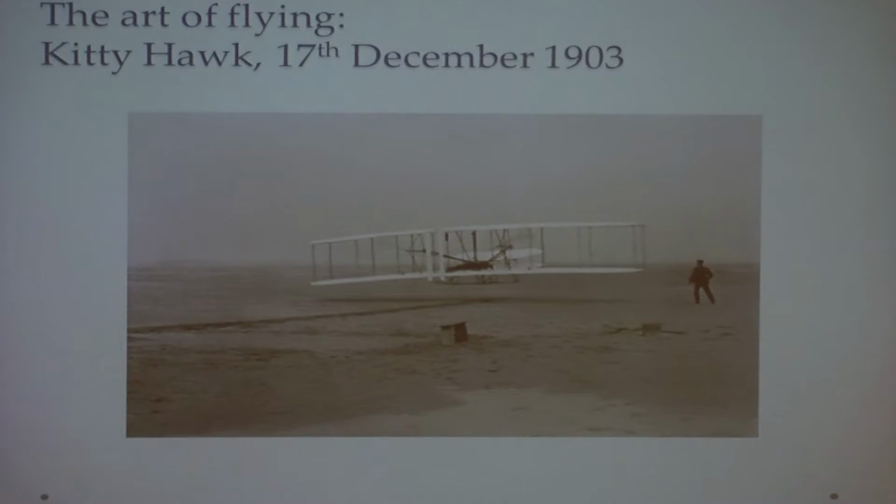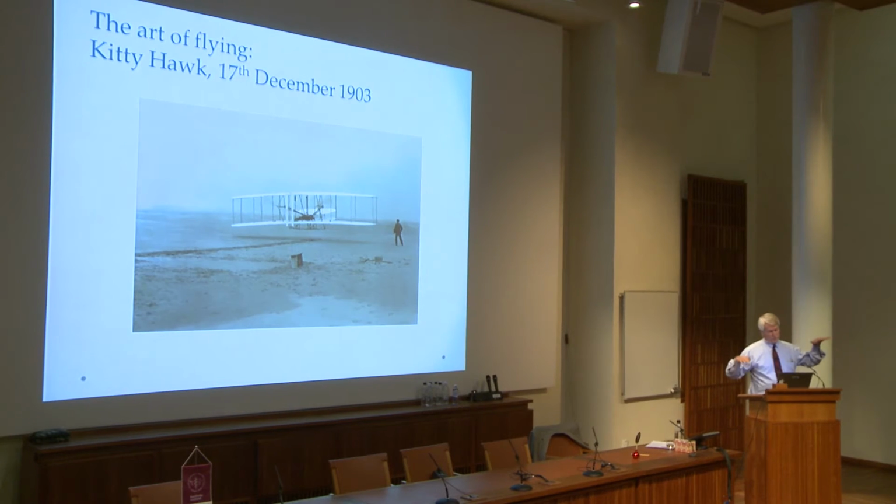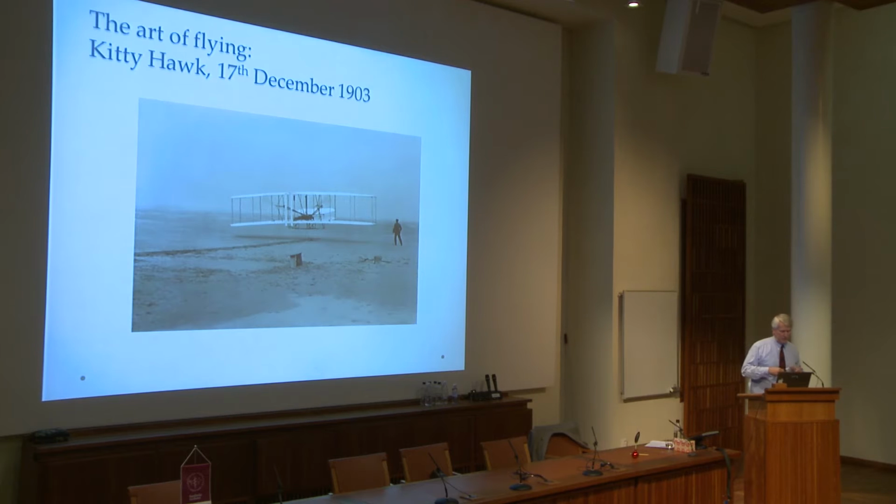That was controlled in a very sophisticated way, actually. The pilot was lying flat on a sort of cradle, and when he moved his left hip towards the ground, that would affect the curvature of the wing on the other side. And so they managed to change the shape of the wings in order for this roll to be inaugurated.